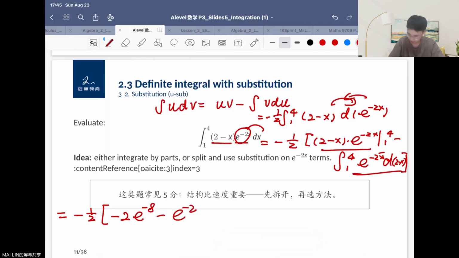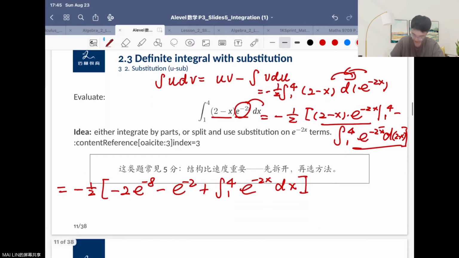And if you want to solve this, that is minus integration from 1 to 4, and 2 minus x in differentiation, that is negative 1, right? So here is for plus e power of negative 2x dx, right? Okay, so for this value, you can read that as negative a half, negative 2 times e power of negative 8 minus e power of negative 2.